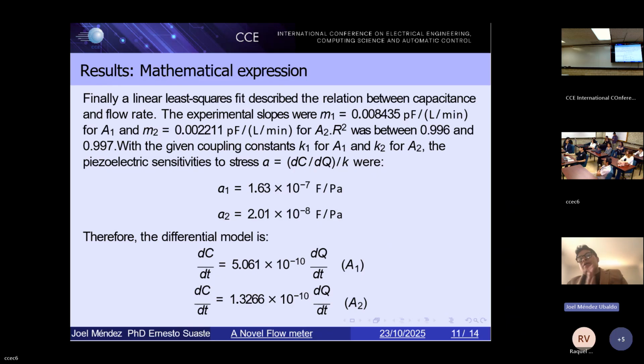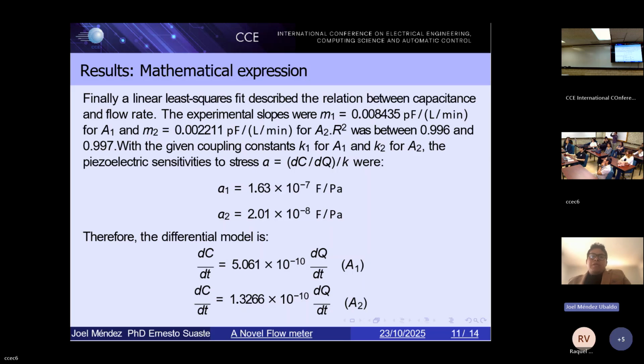Finally, a linear least square fit describes the relation between capacitance and flow rate. The experimental slopes were this value for geometry 1 or electrode A1, and this value for electrode A2. R squared was approximately 1 for both cases, and we have alpha with this value.